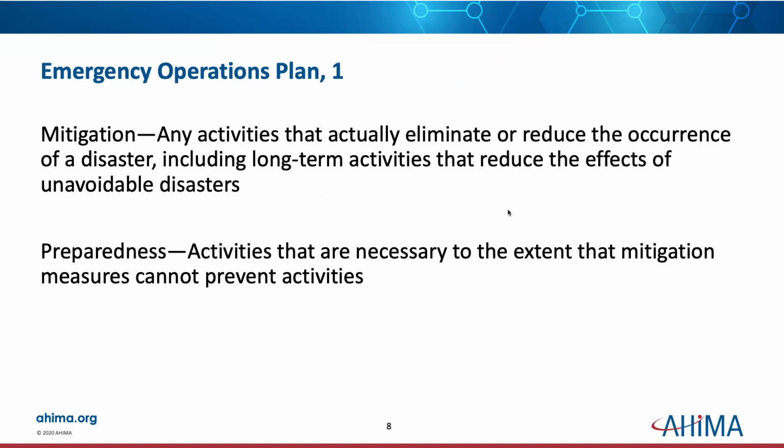Mitigation is whatever you're doing that actually eliminates or reduces the occurrence of a disaster, including long-term activities that reduce the effects of unavoidable disasters. So that's what you're doing when you're mitigating. You're trying to prevent in advance, or if it happens, you're trying to get the damage to be as minimal as possible and resolved as quickly as possible.